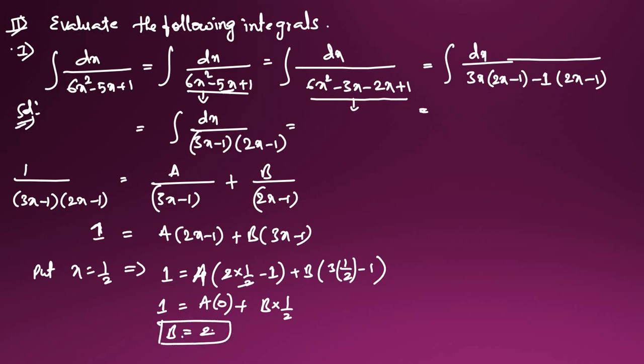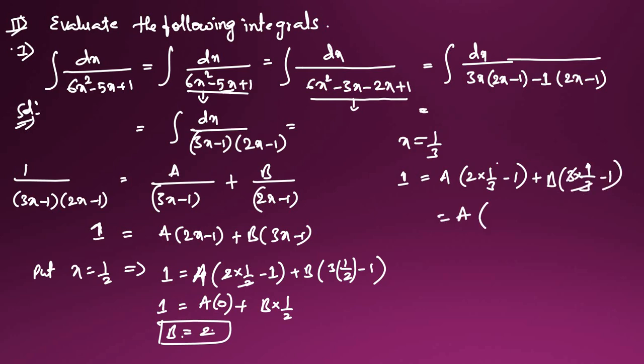Now we also have to find the value of a. Put x equal to 1 by 3 in the given equation. It becomes 1 equal to a into (2 into 1 by 3 minus 1) plus b into (3 into 1 by 3 minus 1). The b term is 0. 2 by 3 minus 1 is minus 1 by 3, so 1 is equal to minus a by 3. So a is equal to minus 3.